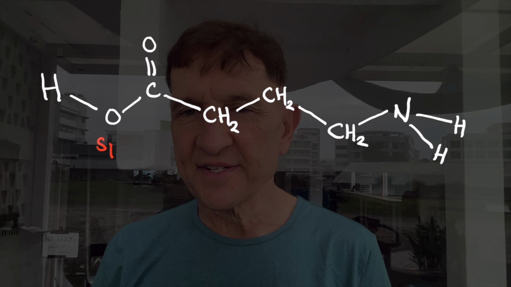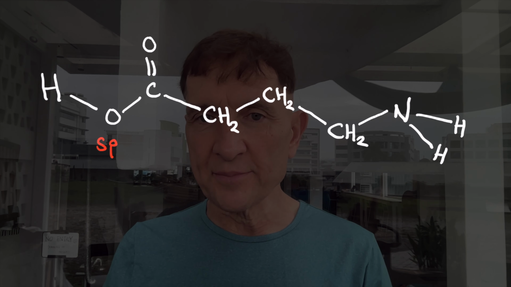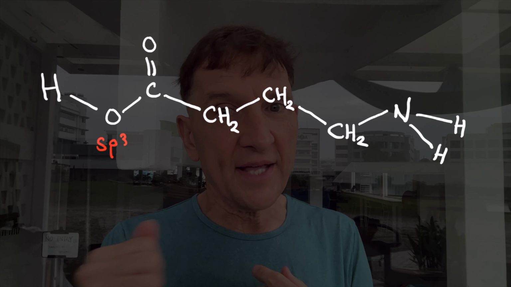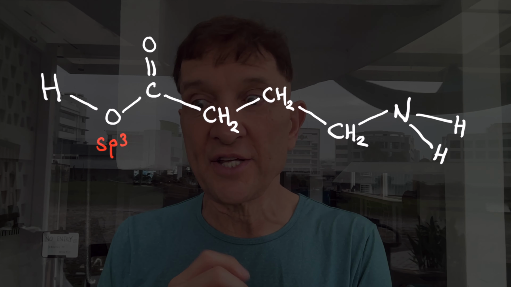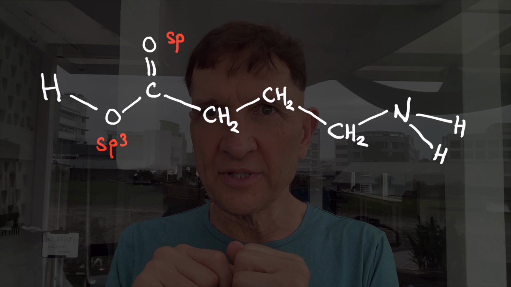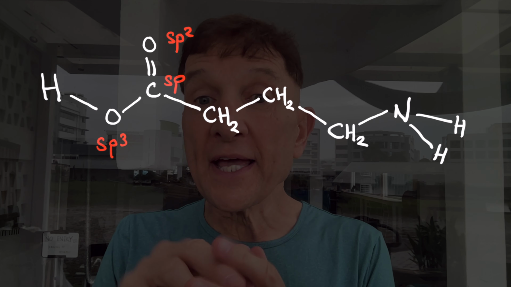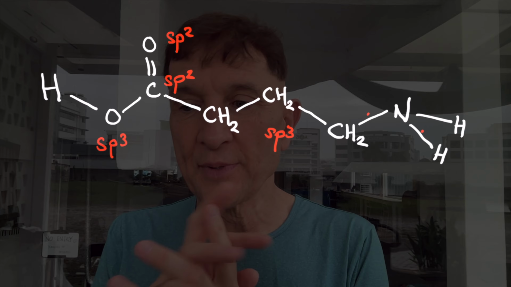Well, the O in the acid is just like the OH group in propan-2-ol. It's got two atoms connected to it and two lone pairs, sp3 hybridized, tetrahedral geometry. The central atom of the carbonyl, three things around it, no lone pairs, sp2, flat trigonal. The oxygen, two lone pairs, the carbon, three things around it, flat trigonal. All the CH2s, tetrahedral, sp3.